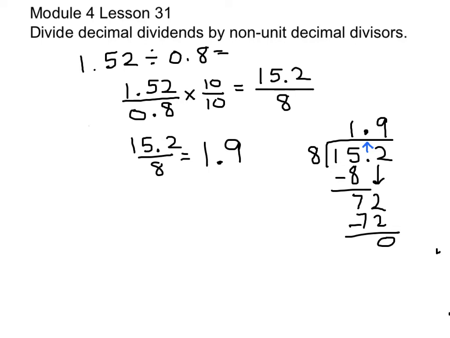Now I want to estimate to make sure that my answer is reasonable. I'm going to look at my 15.2 divided by 8 and think, is there a number that is close to 15 that 8 goes into evenly? Yes, there is. 16. 16 divided by 8 is 2, and 1.9 is very close to 2, so my answer is reasonable.